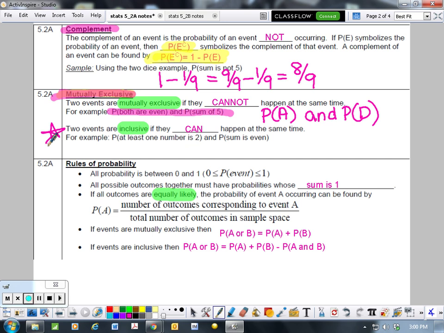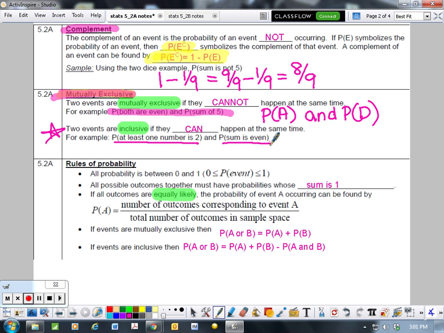So the probability that at least one number is 2 and the probability the sum is even. You can have one number be a 2, and then when you add the numbers up, the answer could be even. They can happen at the same time, and that's our inclusive. So mutually exclusive cannot happen at the same time, inclusive can happen at the same time.